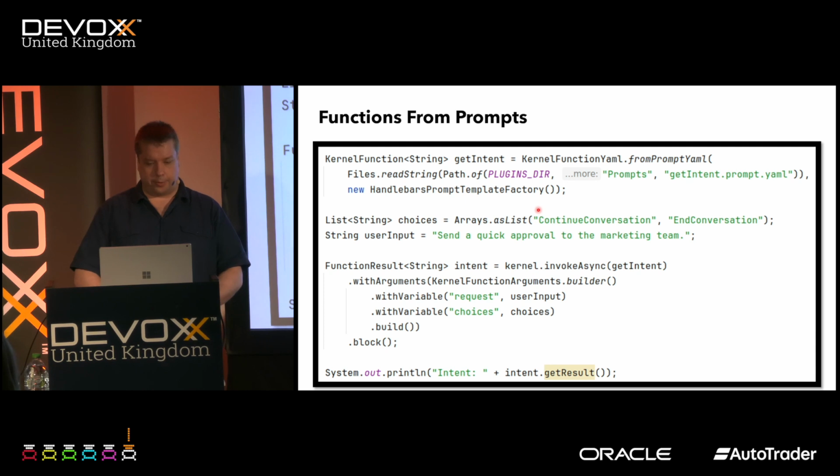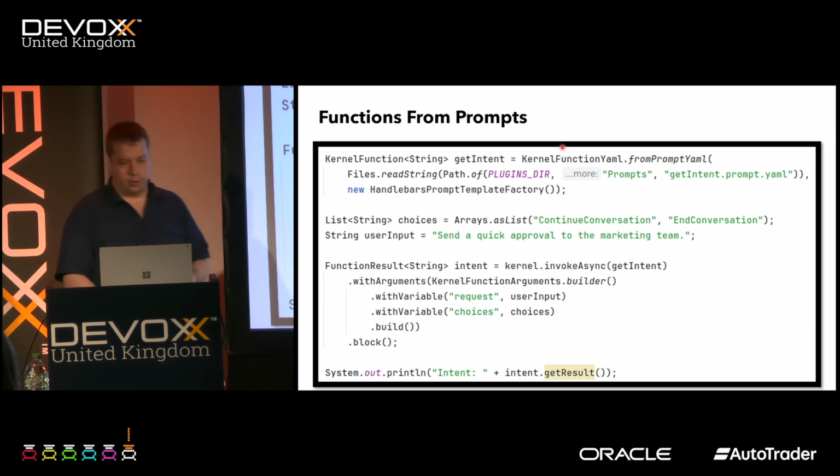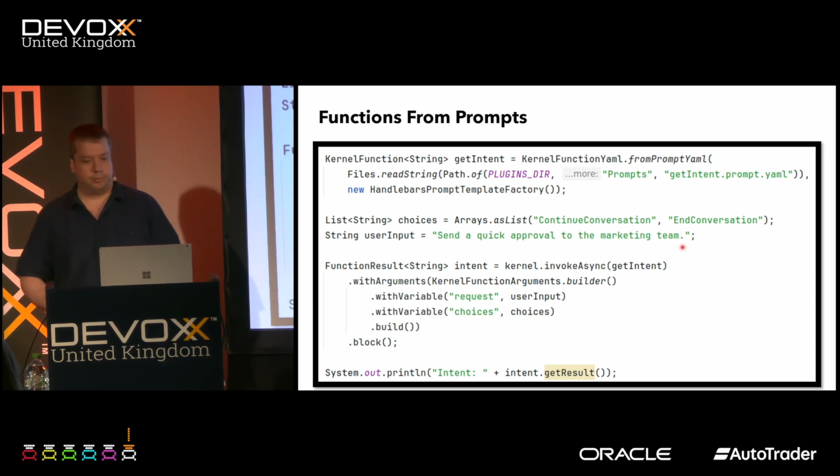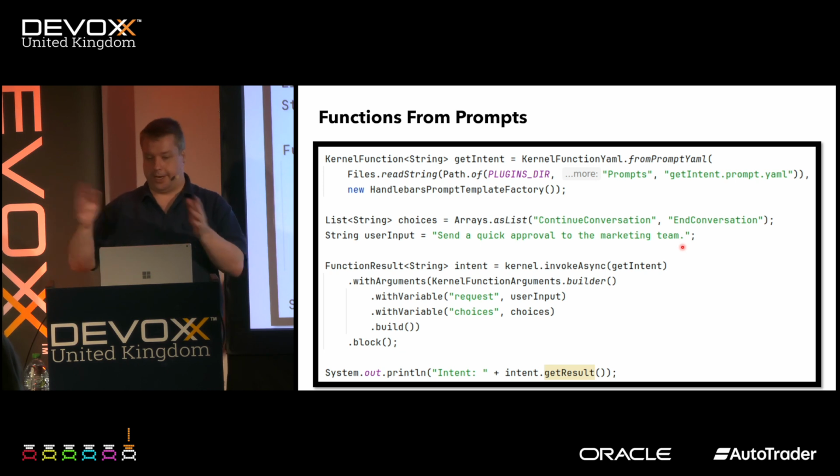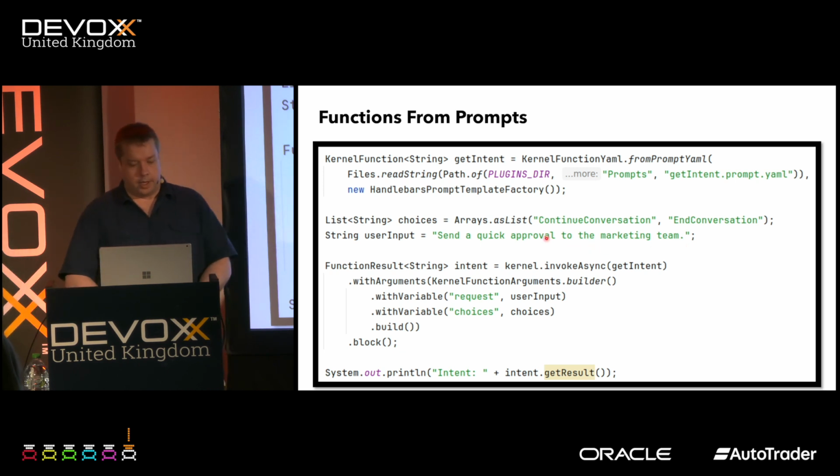So how we go about using these: we pull in our template from the file and create a kernel function. We're then going to define our inputs. So the choices that the AI can make are either to continue the conversation or end the conversation. So if the user says, oh, thanks, that's all, it'll be end conversation. Build up our arguments via request and our choices, add them into the invocation, then again, send it and get our results back.